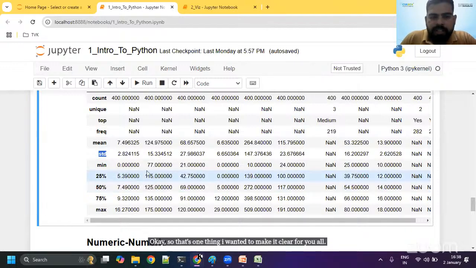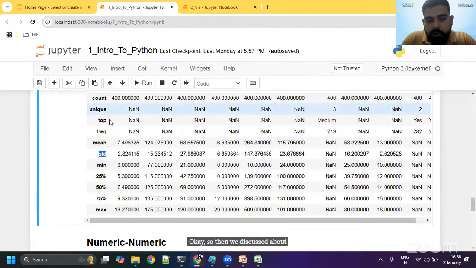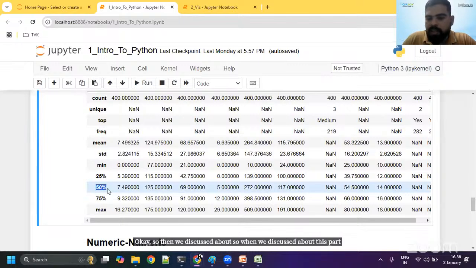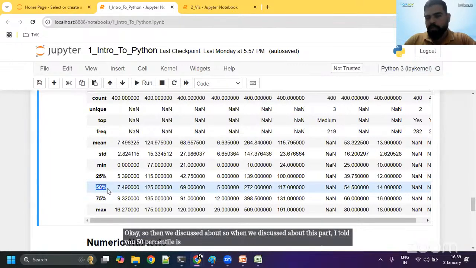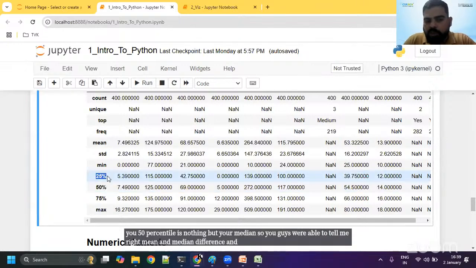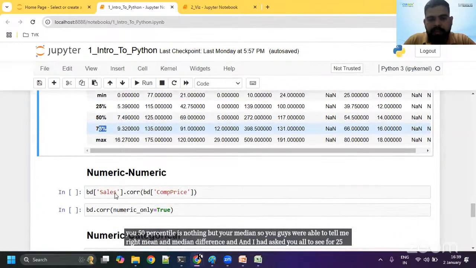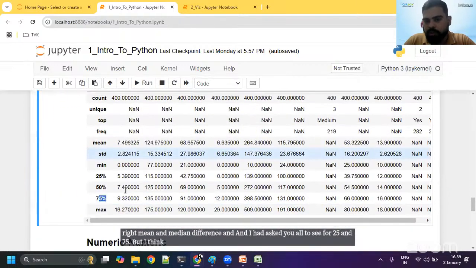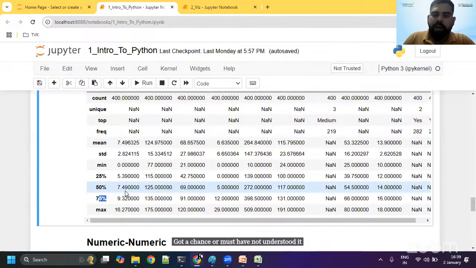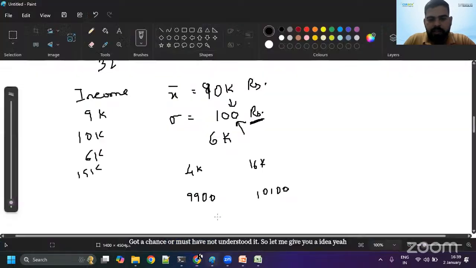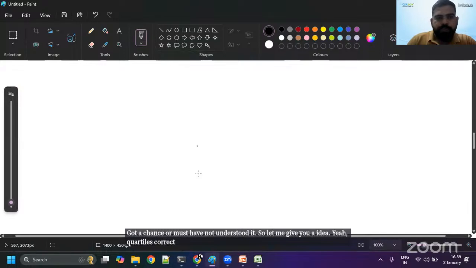Okay, so when we discussed this part, I told you the 50th percentile is nothing but your median. So you guys were able to tell me the mean and median difference and all. And I had asked you all to look at the 25th and 75th, but I think some of you must not have got a chance or must not have understood it. So let me give you an idea. Yeah, quartiles, correct.